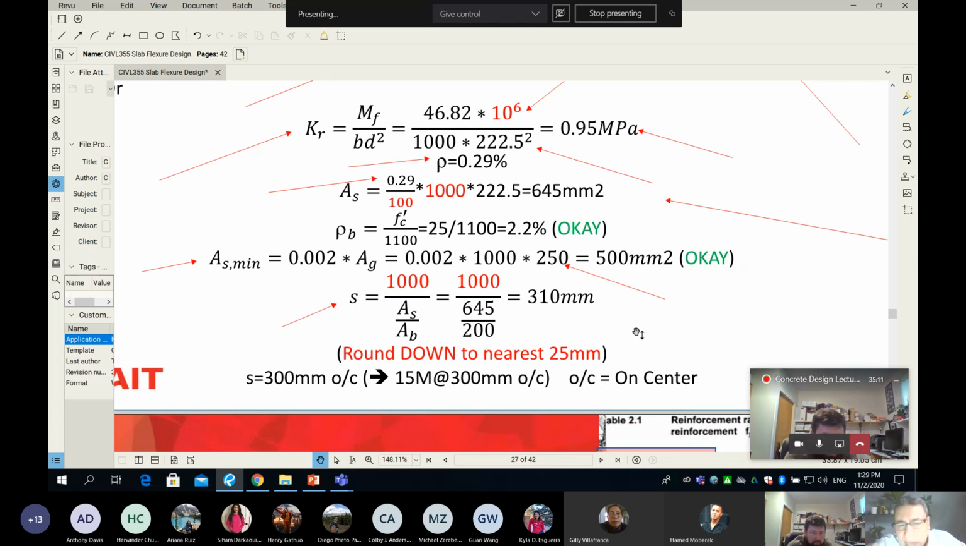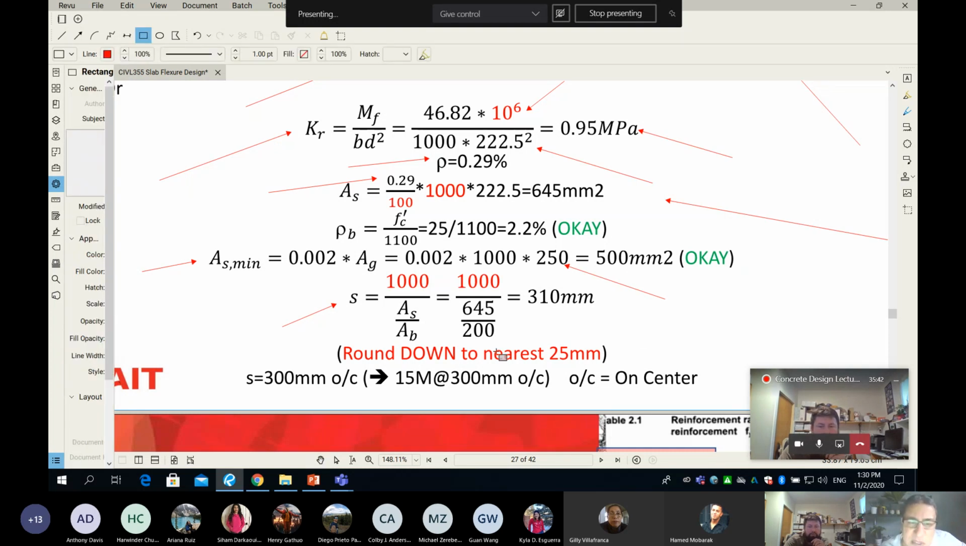So let me ask you again, please forget about the equation you see on my screen. If I did 645 divided by 200, what is this number? My equation asks me for an area of steel of 645. And I'm using 15M. And the 15M cross-section is 200 mil square. So if I divide 645 by 200, what do I get? 3. I'm specific, guys. I'm specific. What does this number represent? This number.